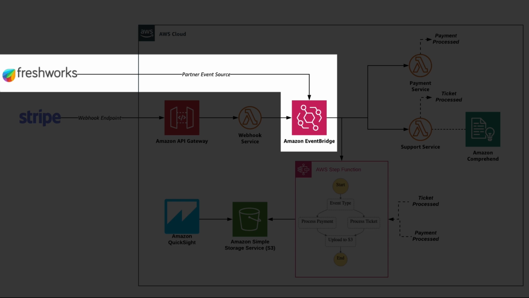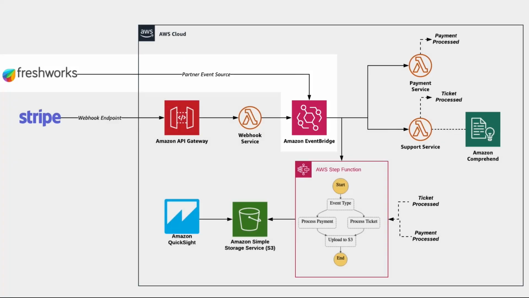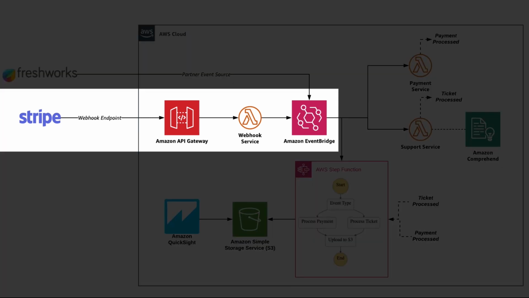With this integration, you don't need to implement your own webhook, configure your API, and do validation before processing any events. You just need to enable it from the SaaS application and configure how you want your EventBridge to route this event. However, you can also use EventBridge for other SaaS applications using webhooks. We're going to use Stripe as an example. Stripe is an online payment processing service for internet businesses.